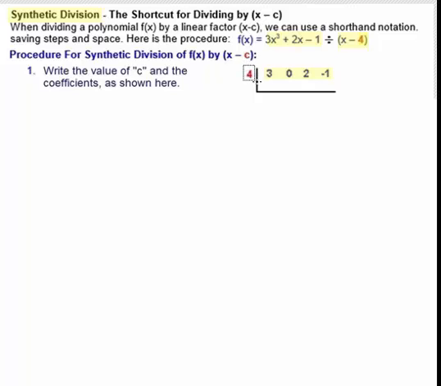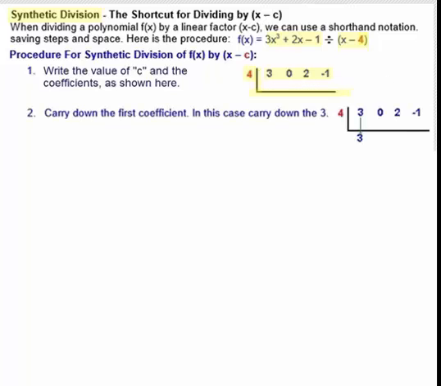Now note, if we were dividing by x plus something, that's the same as x minus a negative, and that value c would be a negative value. We'll see that in the next example. And we also draw in this L bracket I have shown here, and you'll see how we use that in the following steps. We carry down that first coefficient of 3.